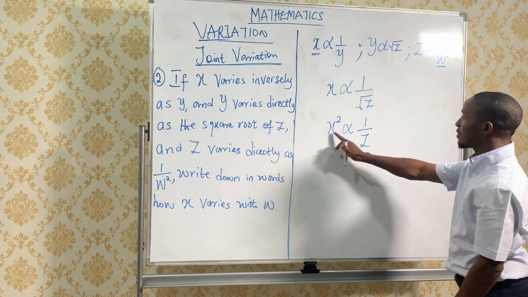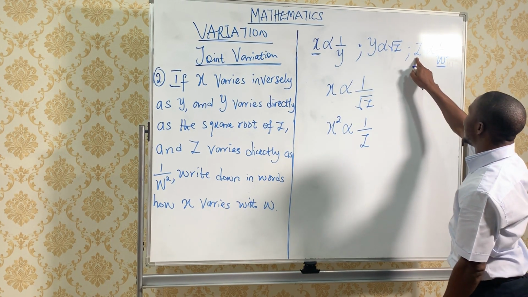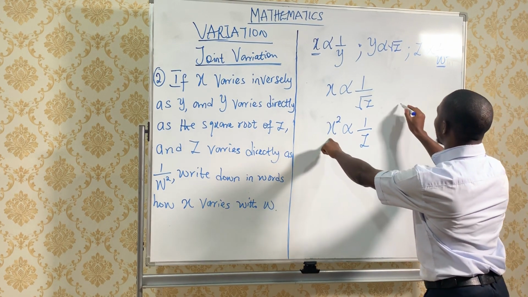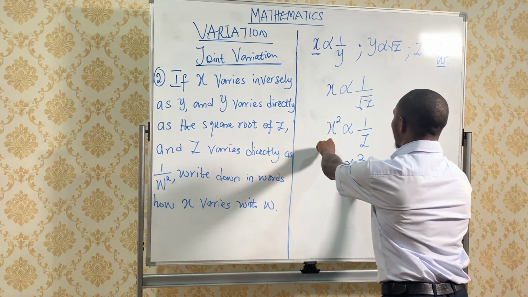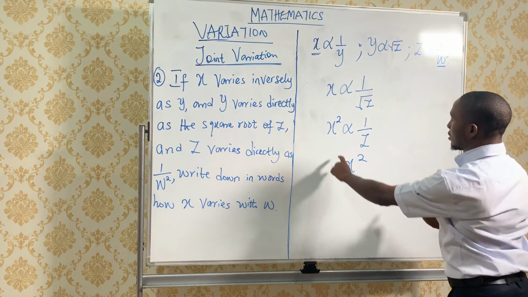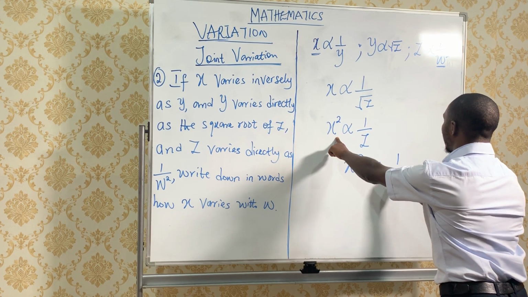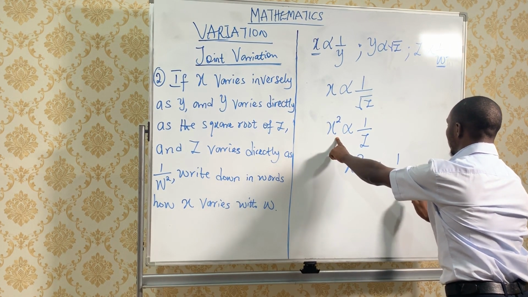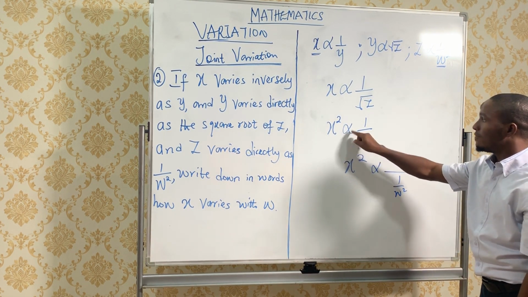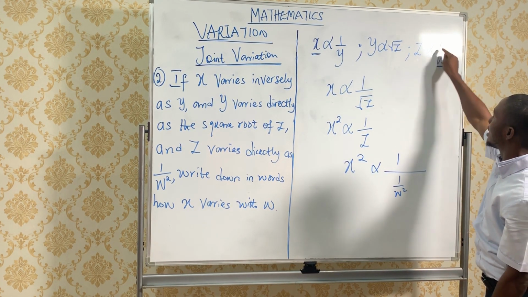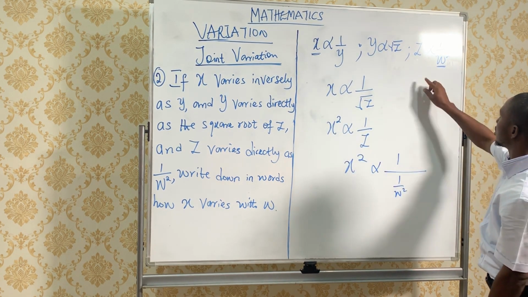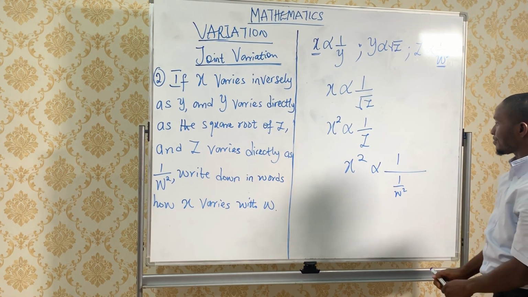Now, if x squared varies inversely as z, and z is directly proportional to 1 over w squared, it implies that x squared, instead of z here, will be inversely proportional to 1 over w squared. That is the meaning. If x squared is inversely proportional to z, and z is directly proportional to 1 over w squared, then x squared will be inversely proportional to 1 over w squared.